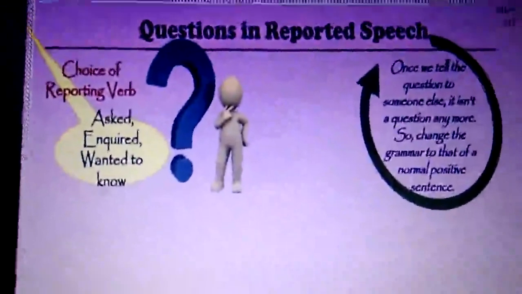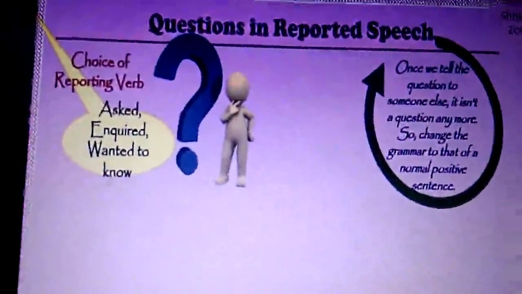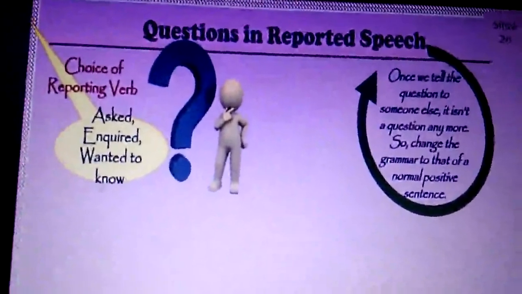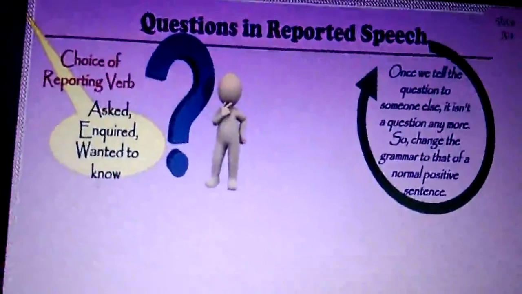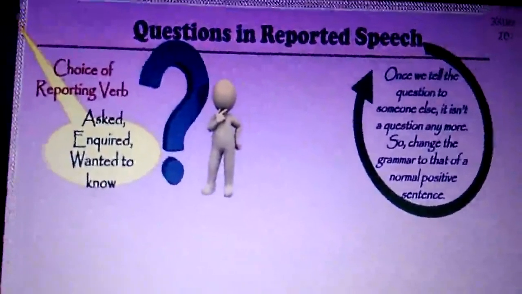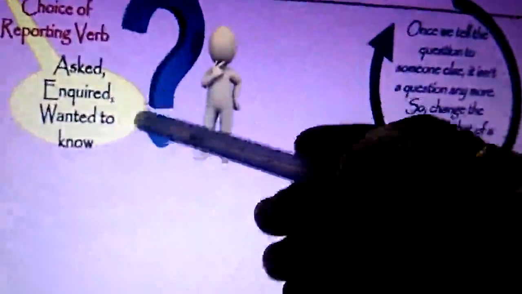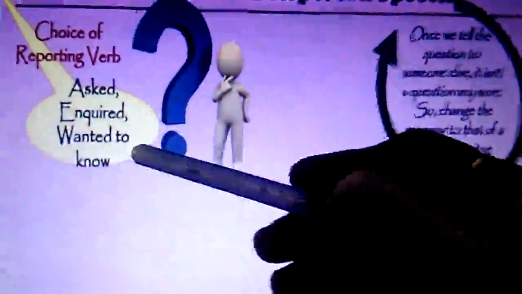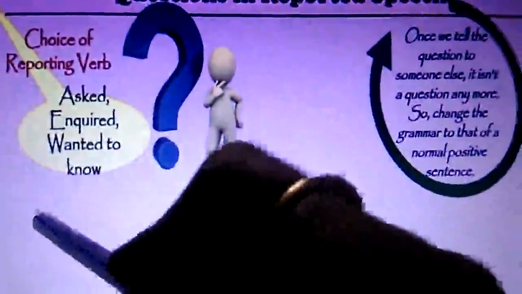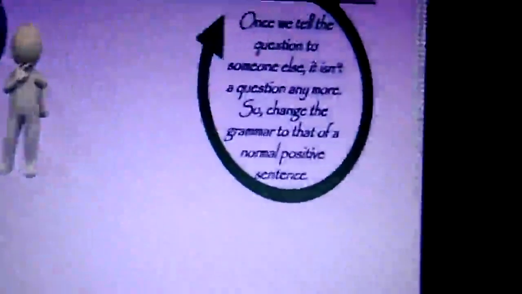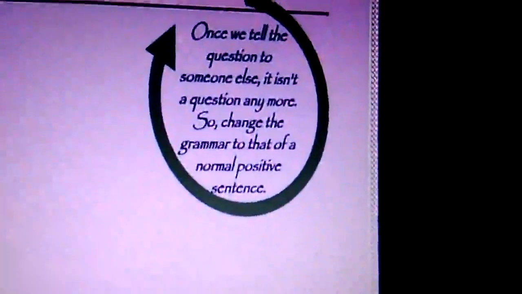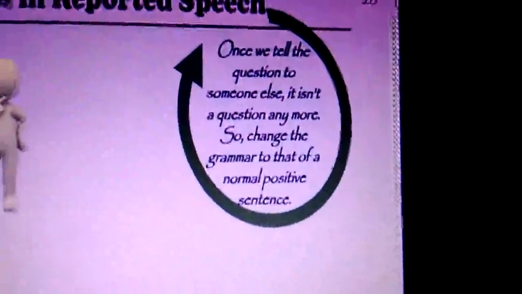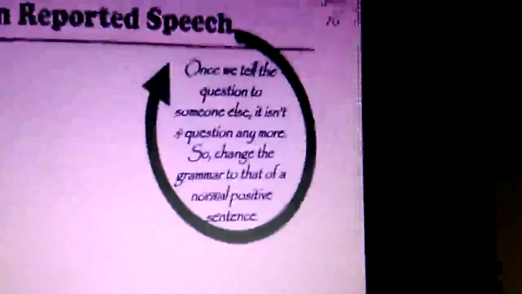See here, first of all, the reporting verb. When we change direct speech into indirect speech and the quoted part is a question, meaning the part in quotations is a question, then the reporting verb we have to use is asked, inquired, or wanted to know. We use such reporting verbs when we change a question from direct speech to indirect speech. Once we tell the question to someone else, it isn't a question anymore. That means when we change the question from direct speech to indirect speech, the question changes to a statement. So how that change comes, we'll see.